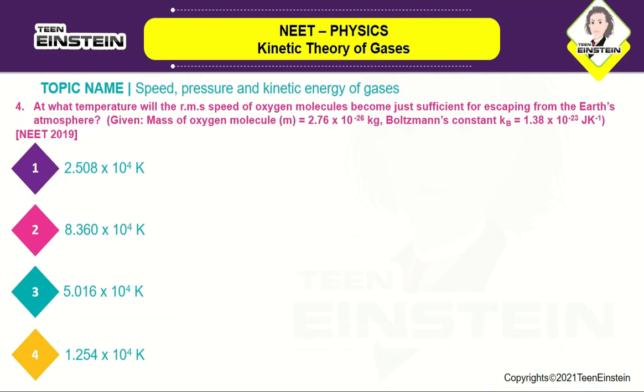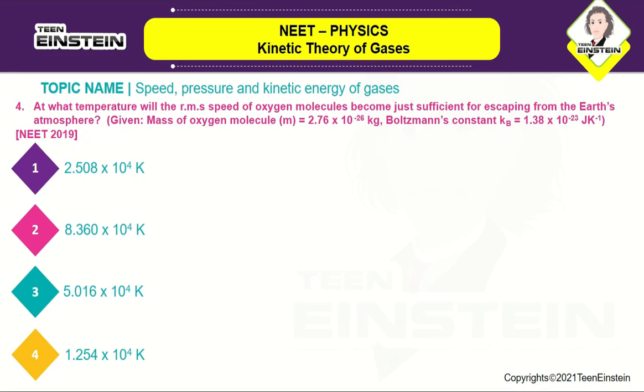Okay, so let us move on to the next question. At what temperature will the RMS speed of oxygen molecules become just sufficient for escaping from the Earth's atmosphere? Given mass of oxygen molecule m is equal to 2.76 into 10 power minus 26 kilogram, Boltzmann constant kB is equal to 1.38 into 10 power minus 23. So they want us to calculate the temperature at which the RMS speed of oxygen molecules becomes just sufficient for escaping from the Earth's atmosphere.